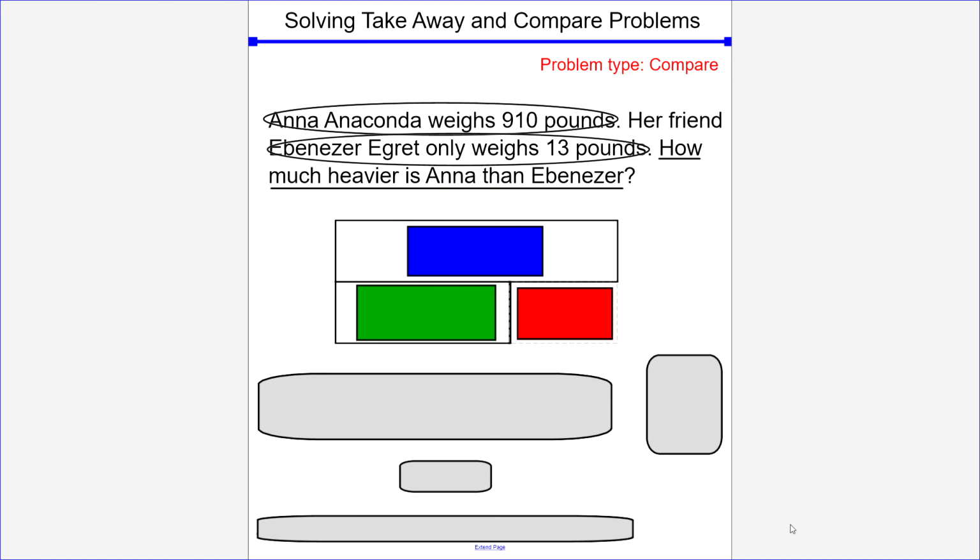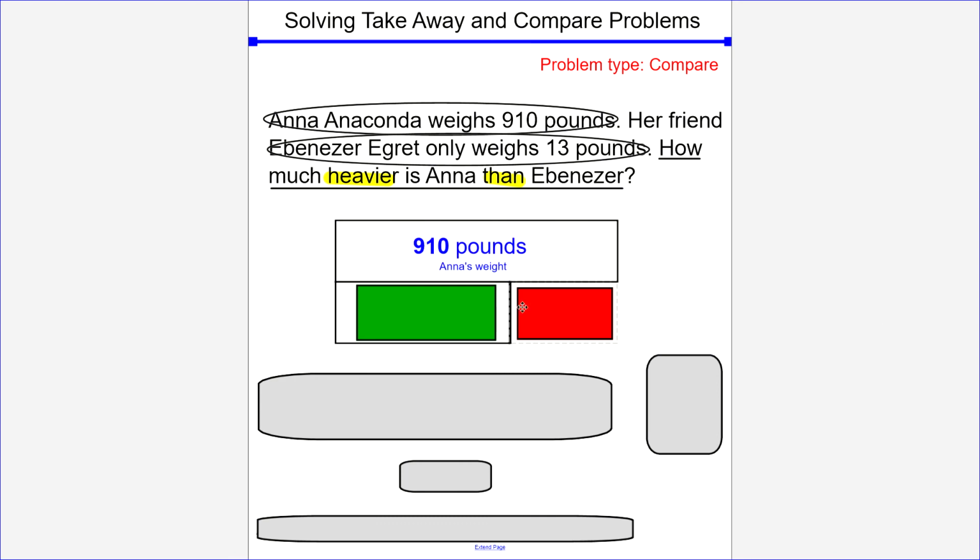We've already determined that this is a compare problem because we're comparing the weights of Anna and Ebenezer. I need you to think for a moment about what information is the greater amount, what information is the lesser amount, and what information is the difference. Remember, those key words, heavier than, are going to help you determine the greater amount and the lesser amount. We want to know how much heavier Anna is than Ebenezer. So, my question to you is, what is the greater amount?